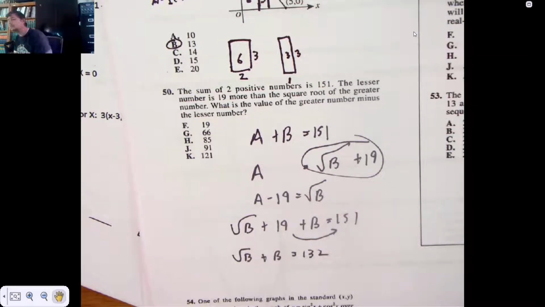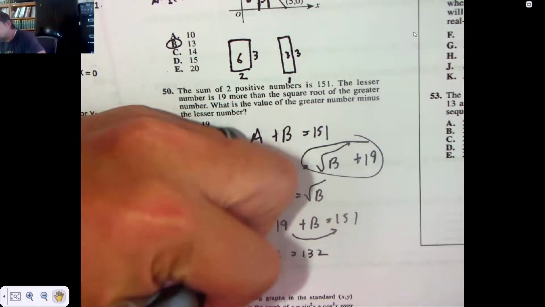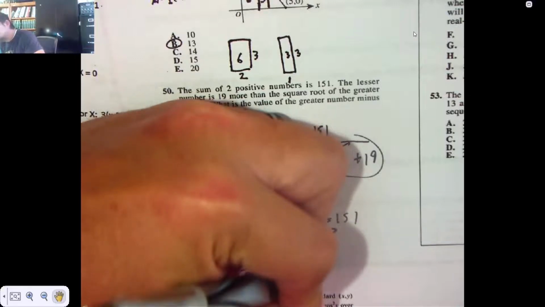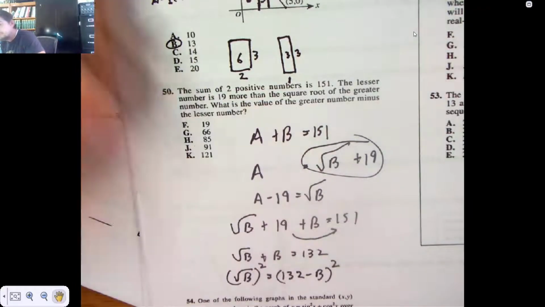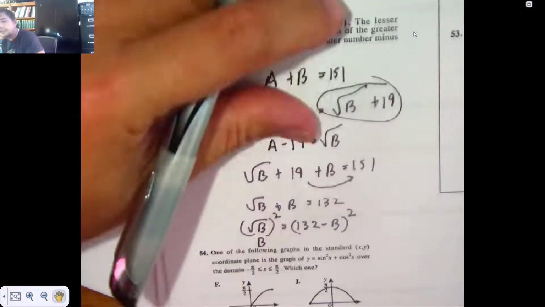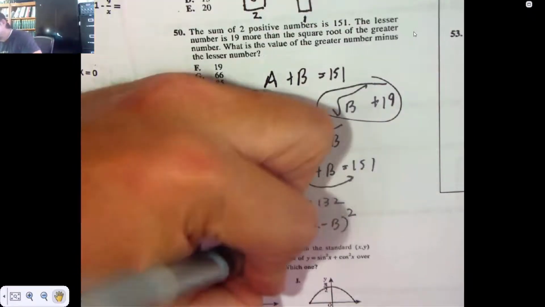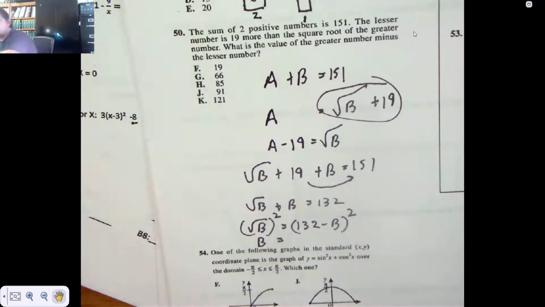Do this algebraically. We do teach radicals in algebra 2. You're supposed to isolate the radical. The opposite of square rooting is squaring. So if I square the root of B, I get B. If I square the right-hand side, I get a pretty big number.